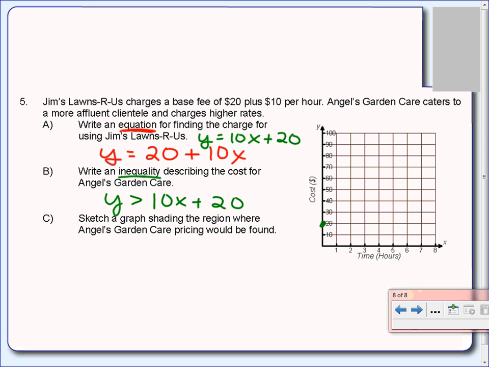Now notice what they're counting by over here. They're not counting by 1. So what are they counting by? 10. So I'm actually going up 10 and then over 1. That's because they're counting by 10. Let's continue that pattern. Up 10 over 1. Up 10 over 1. Up 10 over 1.